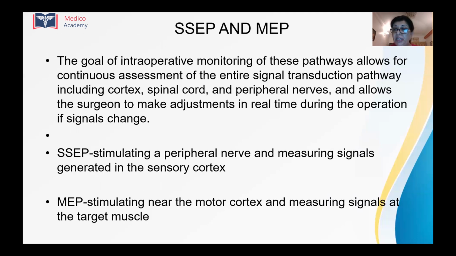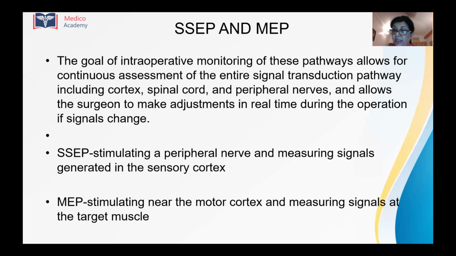Now, SSEP and MEP. The goal of intraoperative monitoring of these pathways is to allow continuous assessment of the entire signal transduction pathway, including the cortex, spinal cord, and peripheral nerves, and to allow the surgeon to make adjustments in real time during the operation if the signals change.